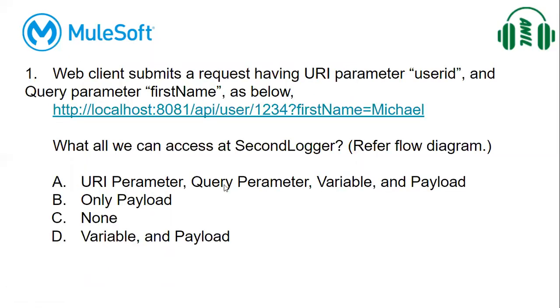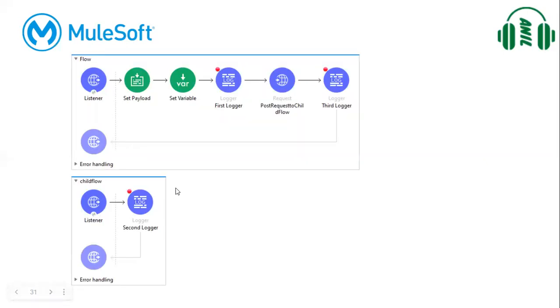Options are URI parameter, query parameter, variable, payload, only payload, nothing, and variable and payload. So let us see. Here, as we are connecting to the child flow using HTTP request, attributes will be replaced. So we lose all our old attributes, meaning you cannot access these URI and query parameters at this logger. So that is clear. And variable.